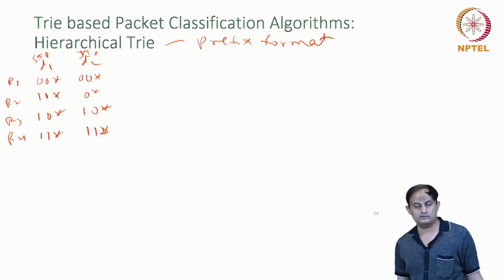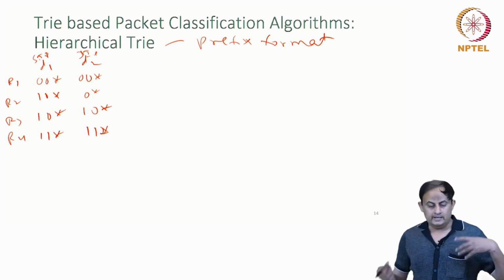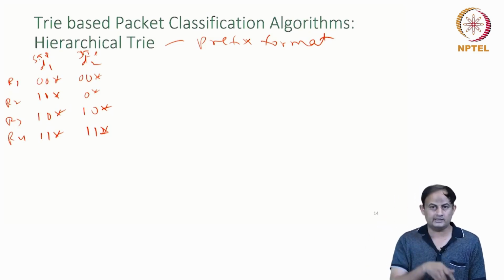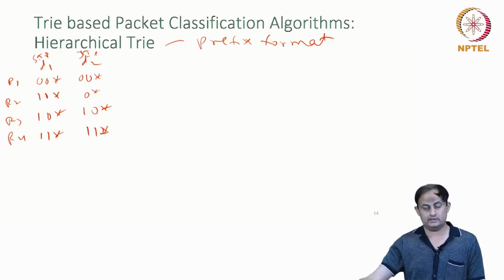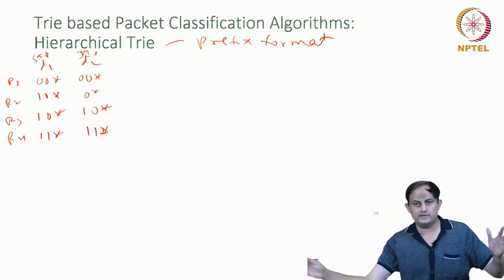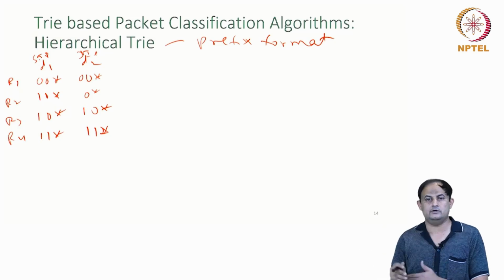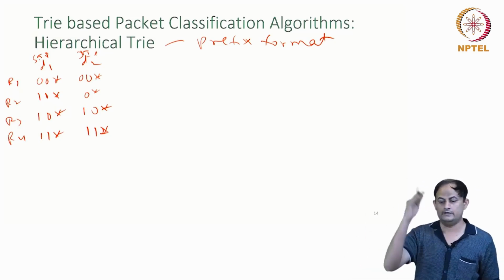Now I want to build a trie-based data structure. The way the hierarchical trie works is, you take one dimension at a time and construct a binary trie for that dimension, and then go to the second dimension and construct a trie for the second dimension. So as many dimensions as you have, that many times you need to do this construction operation. Wherever it is applicable, you construct a binary trie in a hierarchical fashion.